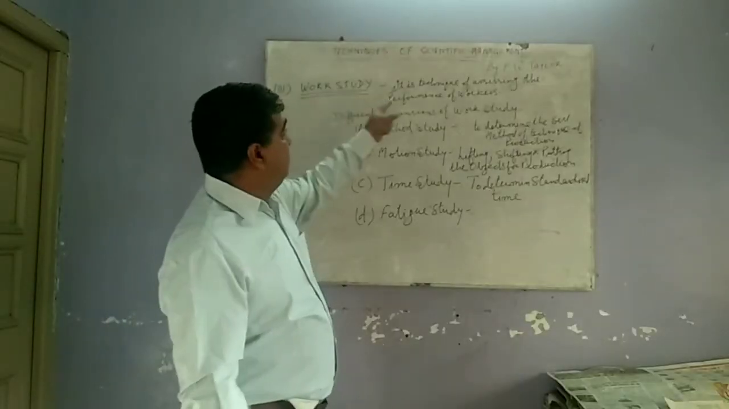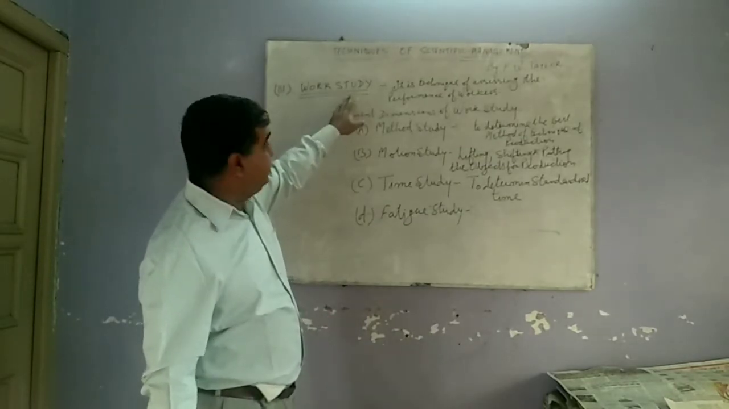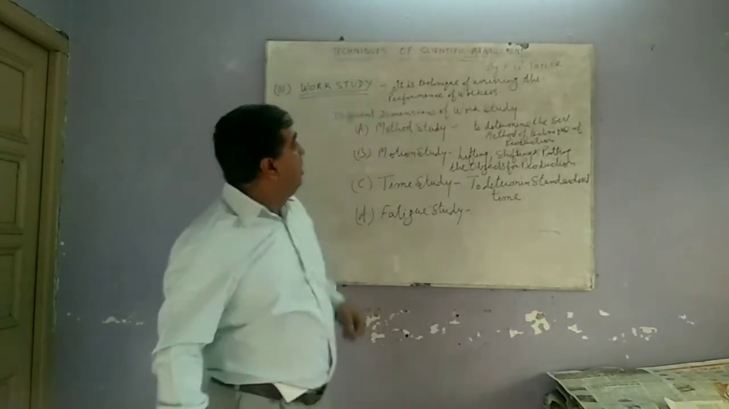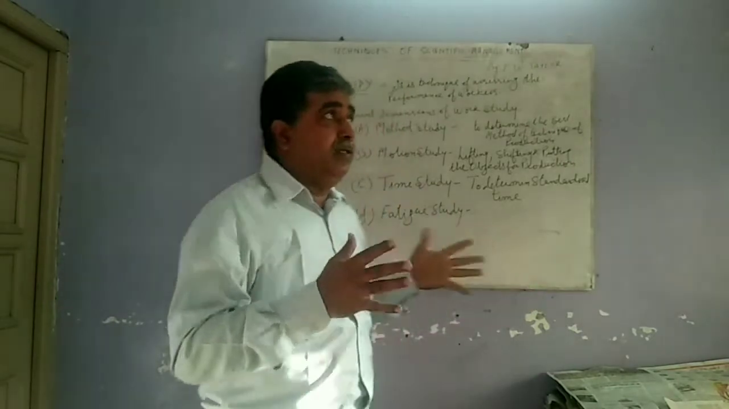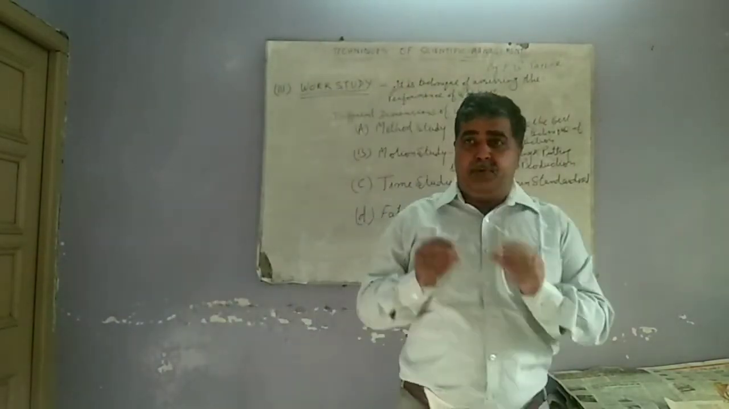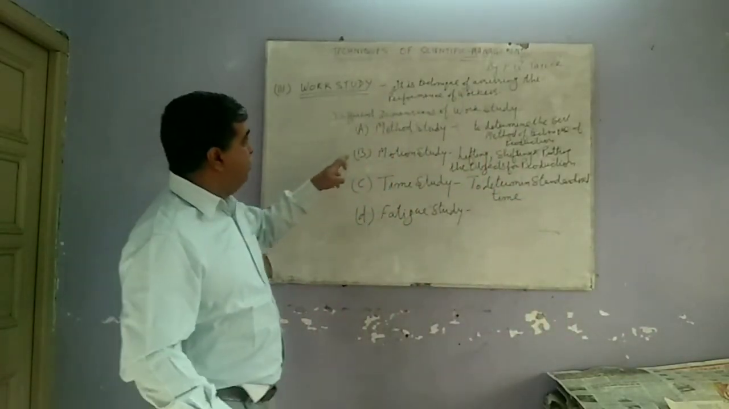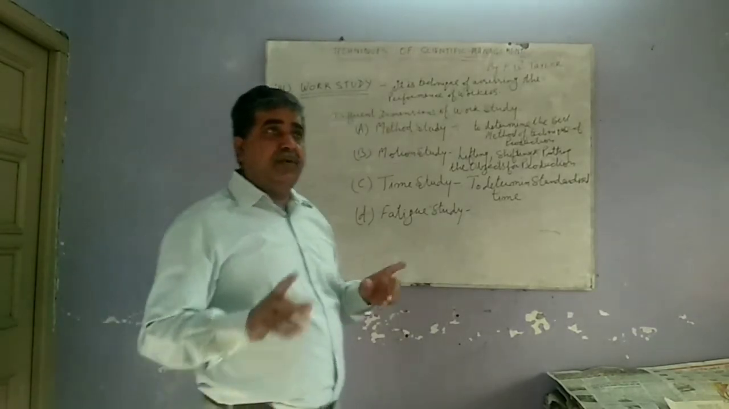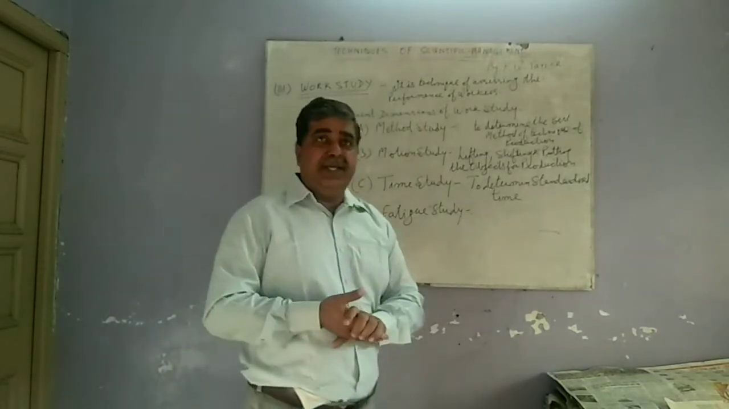Third technique of scientific management is work study. This is the technique given by F.W. Taylor. Work study means it is a technique of assessing the performance of the worker. We will assess whether the performance of the worker is up to the mark or not. There are 4 different dimensions of this work study. First is method study.